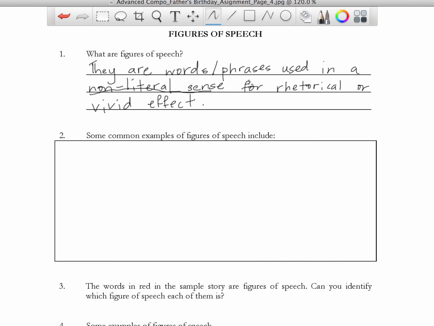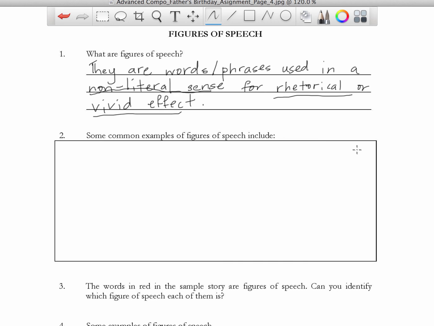The boy is not really a pig. He's a boy, a human boy. So when we use the word pig on the boy, we are not saying that the boy is a pig, but we are saying that he's as greedy as a pig. And why do we use figures of speech? Why do we use them? Okay, they are for rhetorical or vivid effect. In other words, we actually use them to make our writing more interesting, and also sometimes to make what we want to say easier for other people to understand.